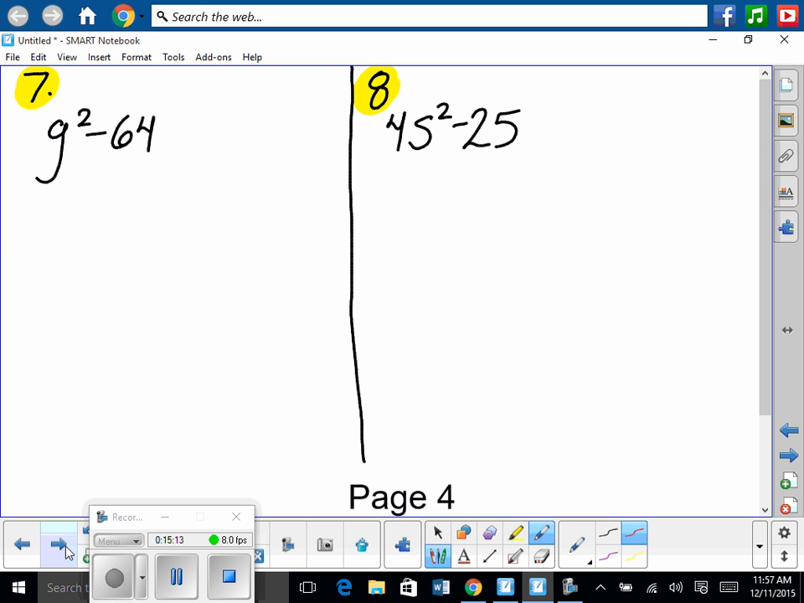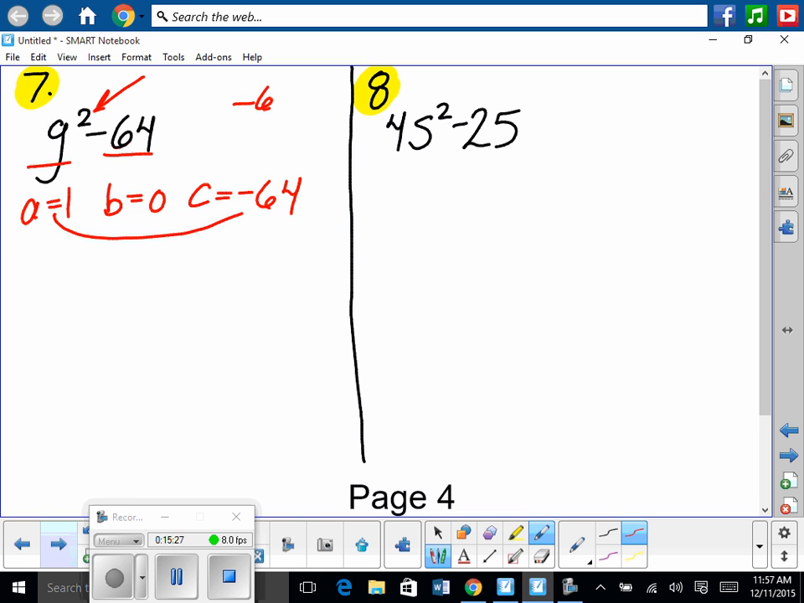Okay, number 7. Is there anything in common in the beginning we can pull out? No. So we're doing, well, it's quadratic, so we're doing what multiplies to be a times c. Remember, a in this one's 1, b in this one's 0, c is negative 64. So what multiplies to be negative 64 and adds up to be 0? 8 times 8. One of them has to be negative. And then it works in both cases.